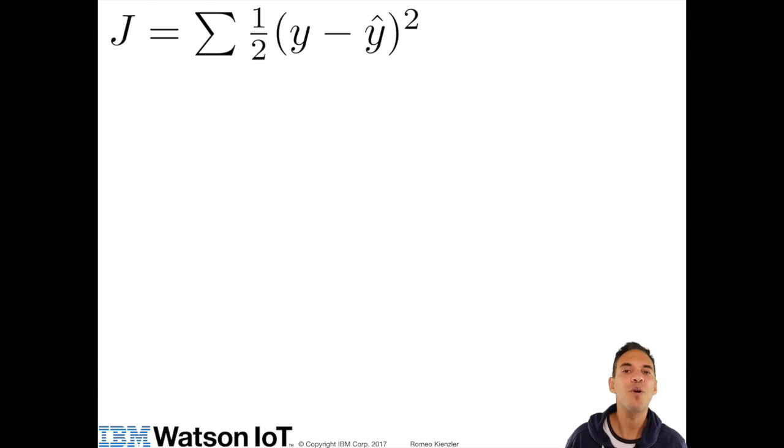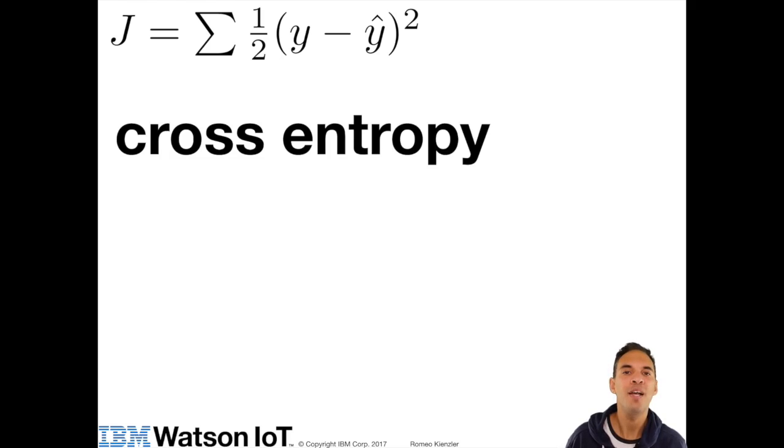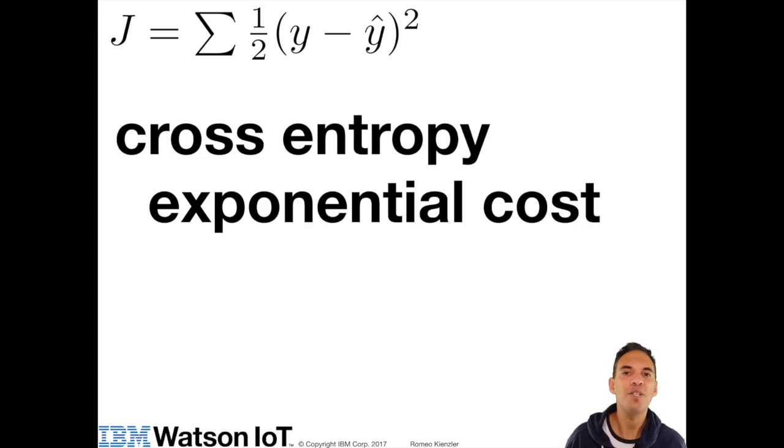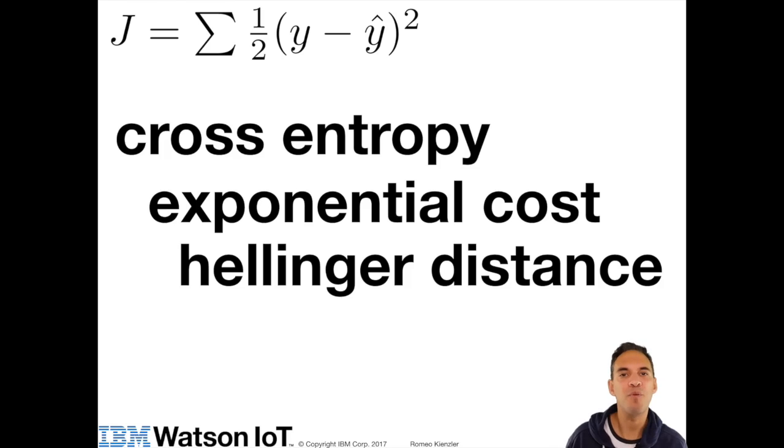In this case, the so-called quadratic cost, which basically sums the squares of the differences between the prediction of the neural network and the actual real value. This difference is called error. Therefore, this is also called the sum of squared errors. There exist other cost functions as well, like cross entropy, exponential cost, Hellinger distance and many more.